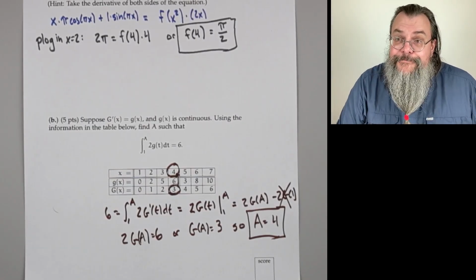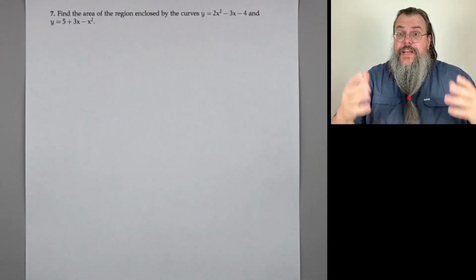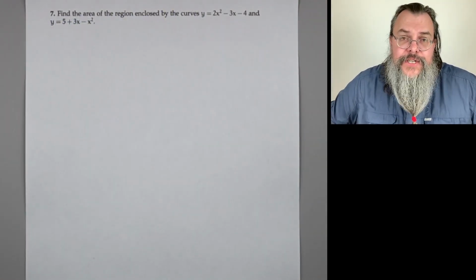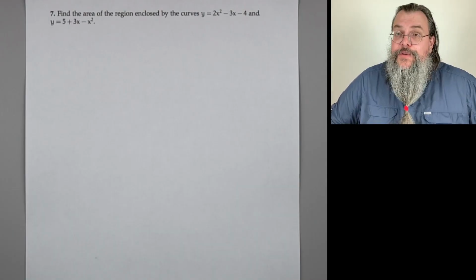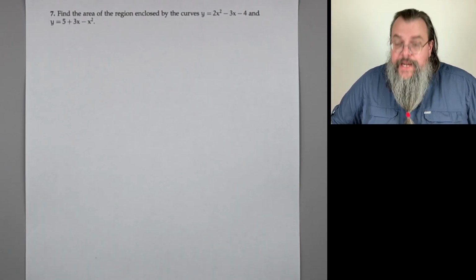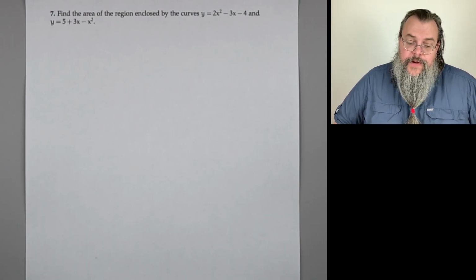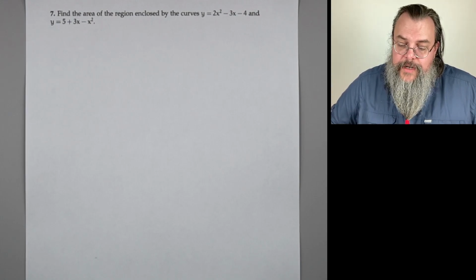Let's finish it up. Number 7. Find the area of the region enclosed by the curves y equals 2x squared minus 3x minus 4, and y equals 5 plus 3x minus x squared.